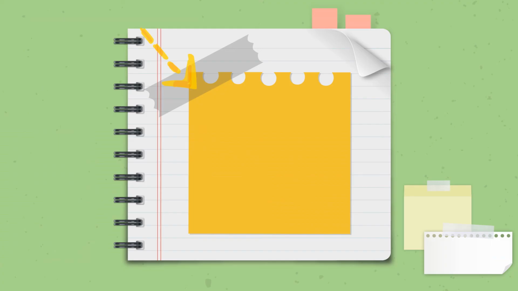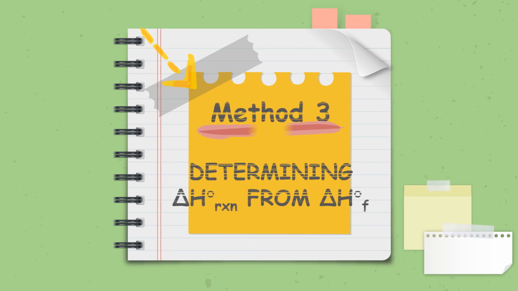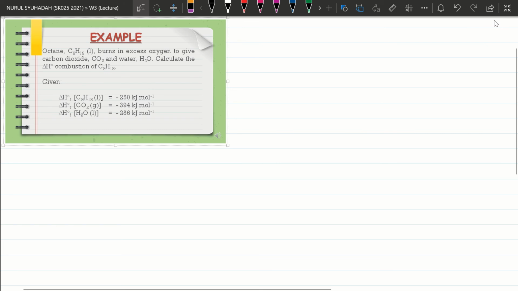The last and third method for the same question is determining delta H0 reaction from delta H formation. How are we going to use this method? Let's take a look. First, to use this method, you need to make sure that you understand the equation that we're going to use to find delta H reaction. So delta H0 reaction, any reaction, combustion, neutralization, atomization, depends on what the question asks you.